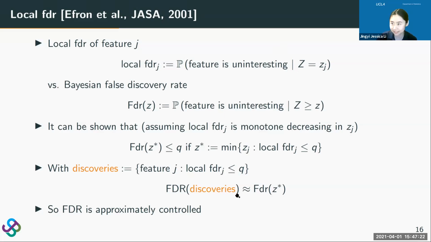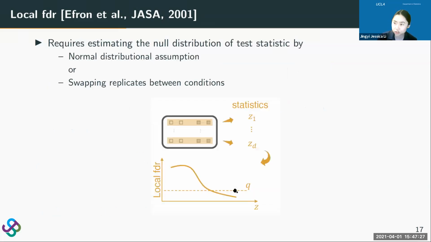But this is not exact, unlike the BH procedure or the Q value procedure. So then the question is, how do we compute a local FDR for feature J before thresholding? There are two ways. One is to assume the null distribution, the so-called empirical null by Efron. So assuming the null distribution is a normal distribution, and we're going to fit this normal distribution from all features' statistics together. And the second approach is to numerically obtain the null distribution by swapping replicates between the two conditions.